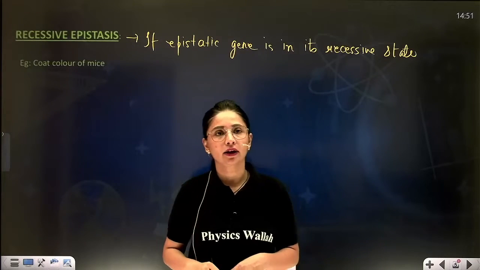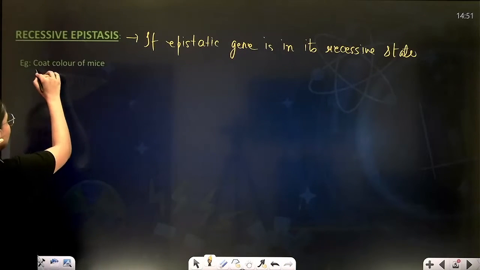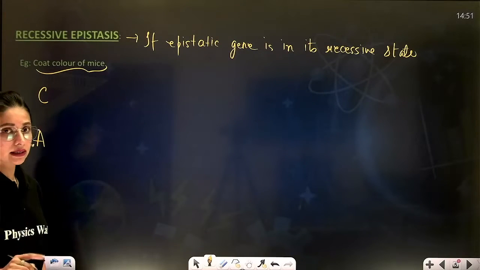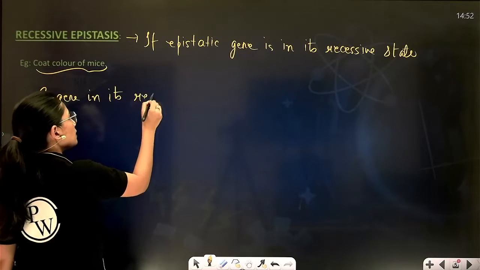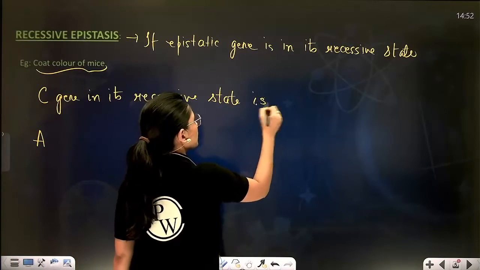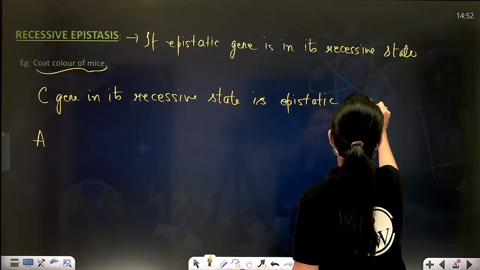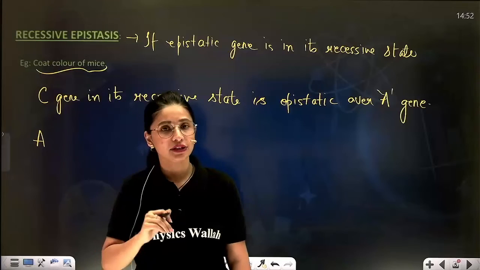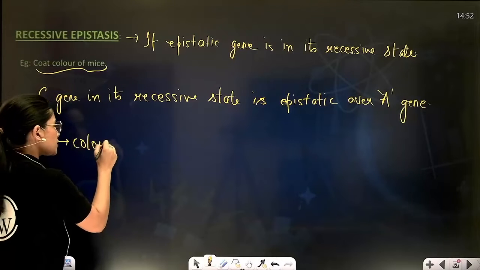Coat means skin color of mice. Correct? Now beta, this coat color of mice is under the control of two genes, C and A. Right? Now, the C gene in its recessive state is epistatic over the A gene. Right? Is epistatic over the A gene.